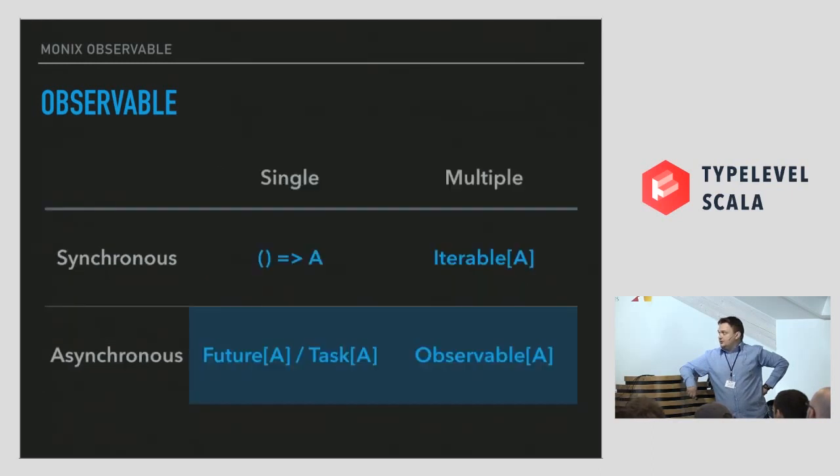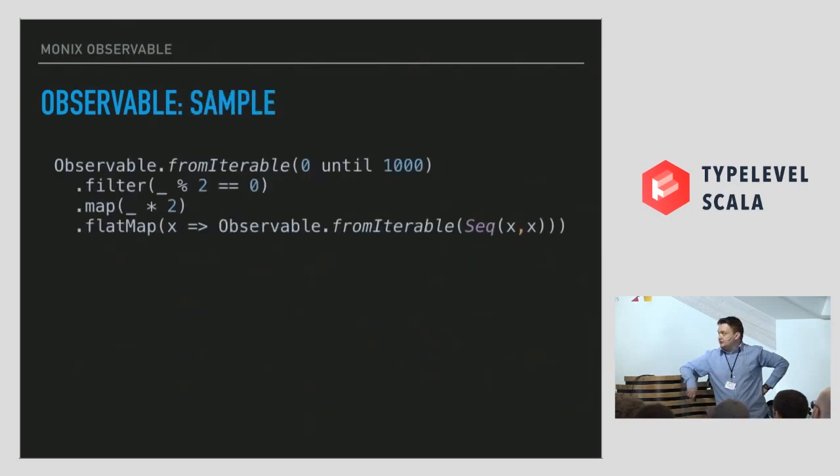And it's composable. If we are to describe observable in relation to things we know, if a function is something that produces a single result, and future and task produce a single asynchronous result, and iterable is something that produces synchronous multiple results, then observable is the equivalent of iterable, just asynchronous. By the way, a task or a future can be seen as an observable that produces a single element, and the comparison is actually quite useful.